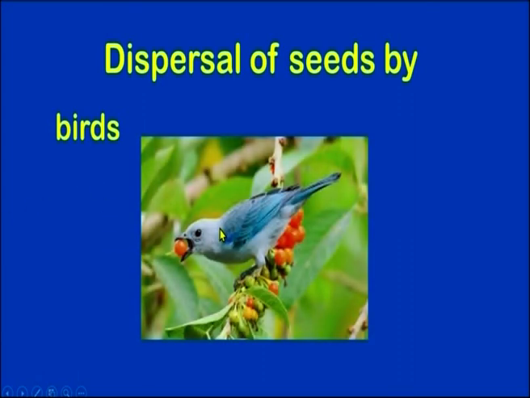See here a bird, it is eating a berry. See, children, it may carry the berry to some other place and eat it. It may eat the whole fruit or throw away the seed, or it may excrete the seed in a different place, and then that will grow in a different area. So, in this way, the seeds are dispersed by the birds also in different areas. Did you understand, children? Yes, very good.